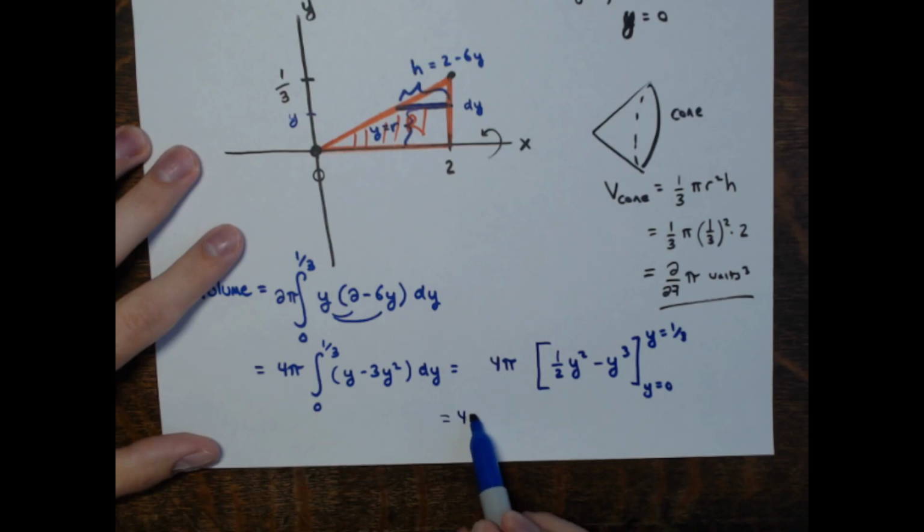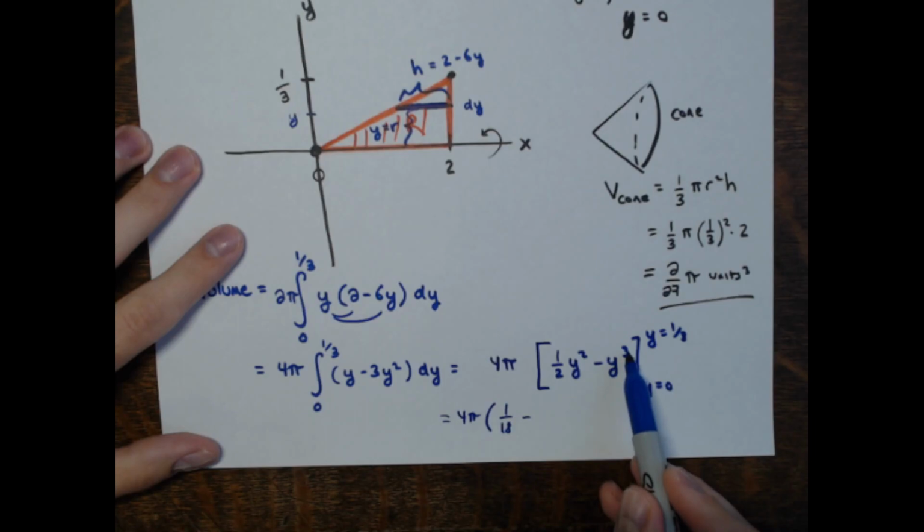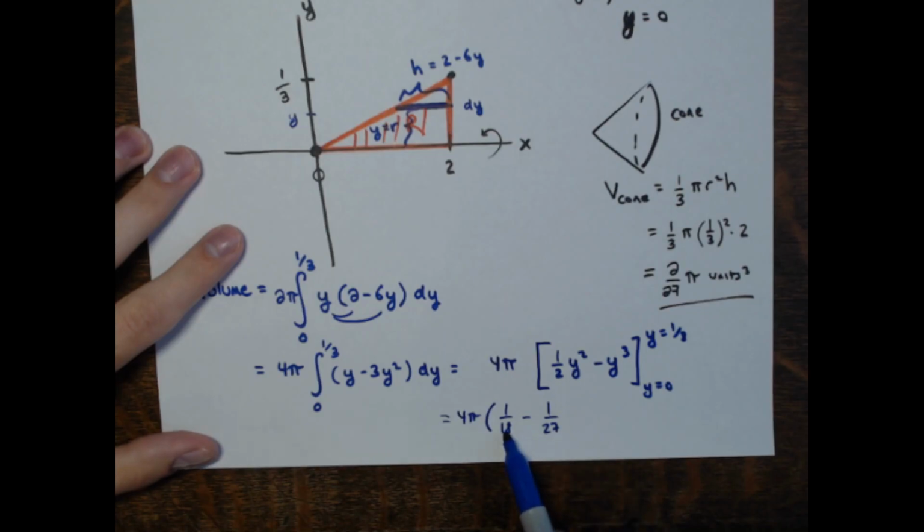So that's just 4 pi times, and then half of 1/3 squared, that's half of 1/9, that's 1/18. And then minus 1/3 cubed, which is 1/27. Right. And then this is 3/54, this is 2/54. This would be 4 pi over 54, right? 3/54 minus 2/54 would be 1/54.